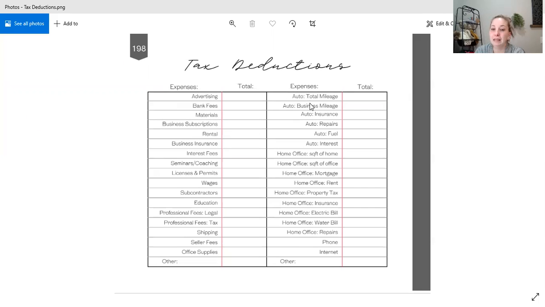Now, auto, these need to be broken down into the categories that there are. So I know they all say auto. However, they all have to be broken down into separate categories for tax purposes. So auto, you're going to need your total mileage, your business mileage. You're going to need your auto insurance, any repairs that were done to the vehicle, and you're going to be allowed to deduct a percentage of that based off of the percentage that was used for business purposes.